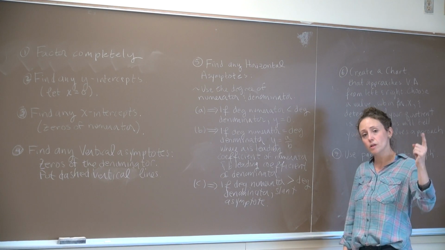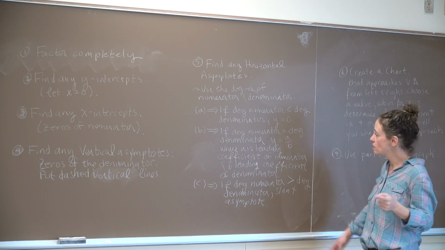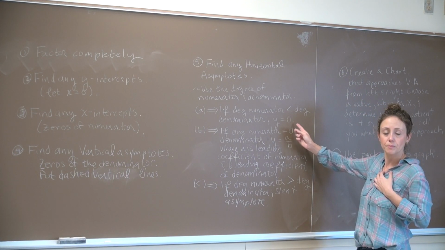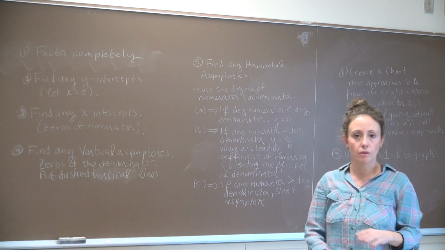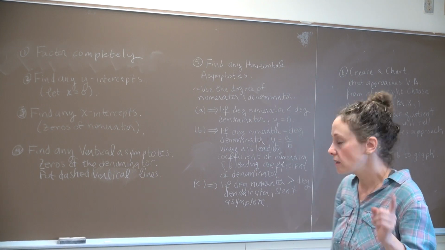If the degree of the numerator is smaller than the denominator, that means we're going to have a horizontal asymptote at y equals 0. So done. Degree of the numerator is smaller than the degree of the denominator, we have a horizontal asymptote at 0. Now let's look at another case.